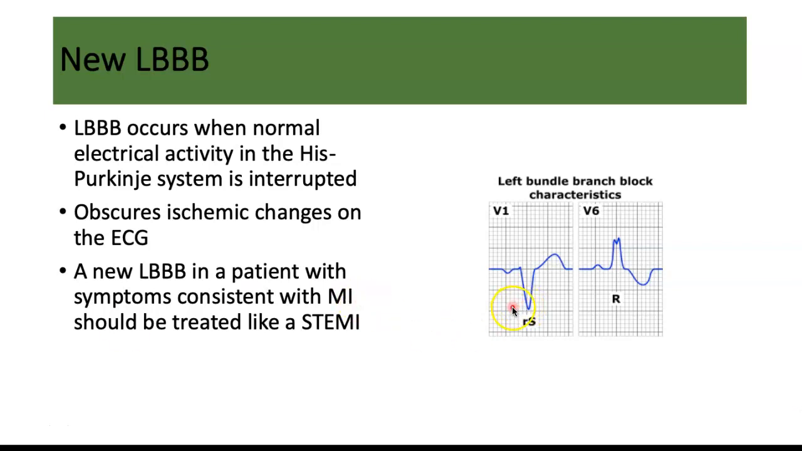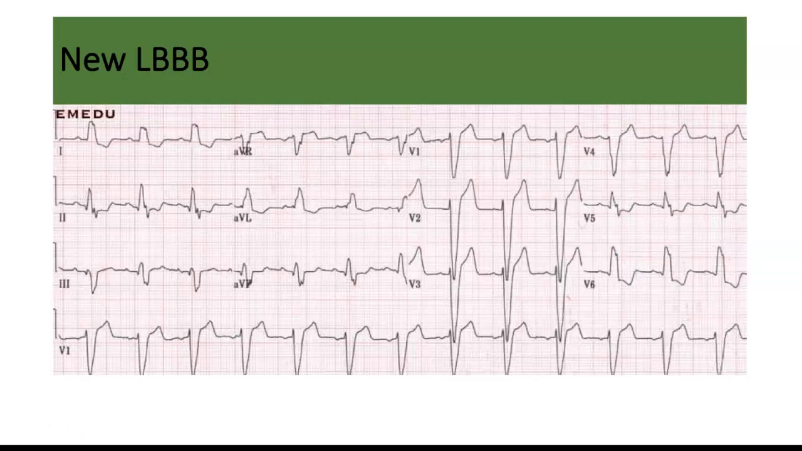As a reminder of what the left bundle branch characteristics are, we see a wide QRS in lead V1, and then we see the characteristic notched appearance in lead V6. We covered left bundle branch blocks in the pause video. Here's an EKG tracing with a left bundle branch block. If this were a new left bundle branch block in the setting of appropriate symptoms, we would consider ischemia, a cardiology consult, and the cath lab.